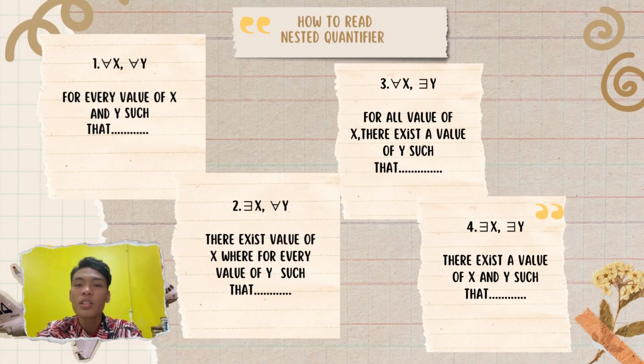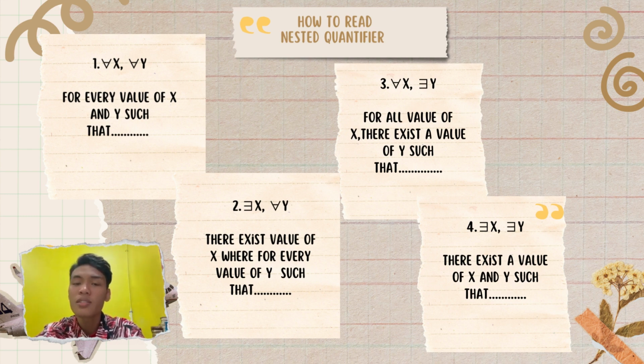So how to read the nested quantifier? Firstly, let me try to read the first statement, which is for all and for all. How to read it is: for every value of x and y such that the condition holds. So the condition is where for every value of x and for every value of y is true.